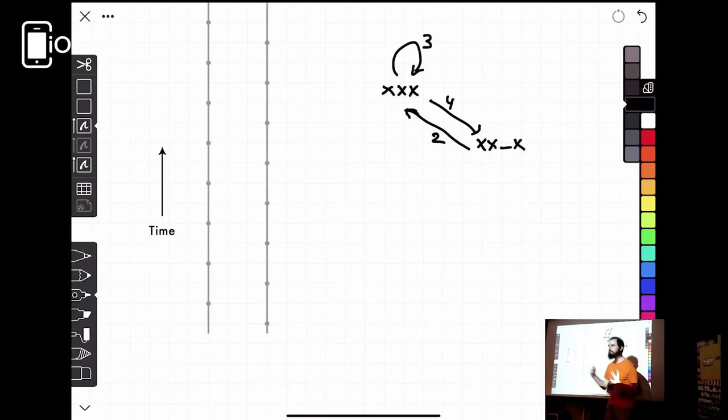4, 2, 4, 2, 4, 2. We've just discovered a new juggling pattern by writing stuff. It's pretty cool. So it turns out that as you fill in this diagram, any closed loop on the diagram is a juggleable pattern. So let's see what we can find.